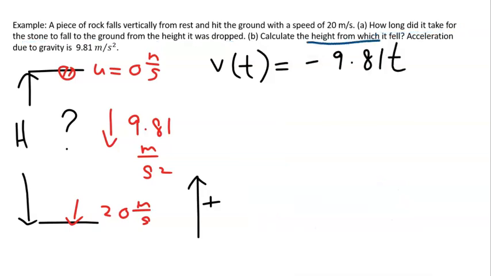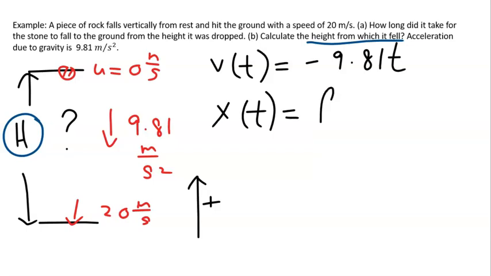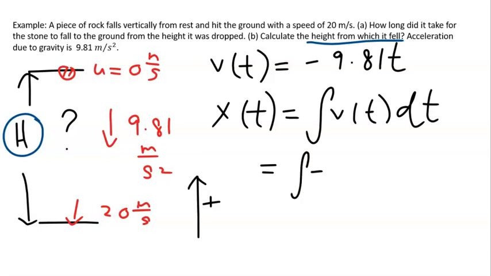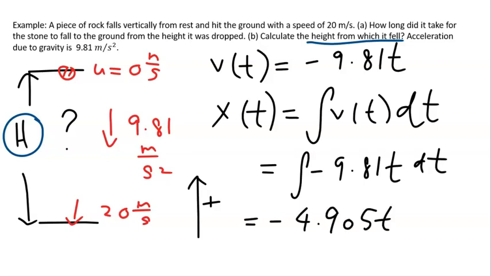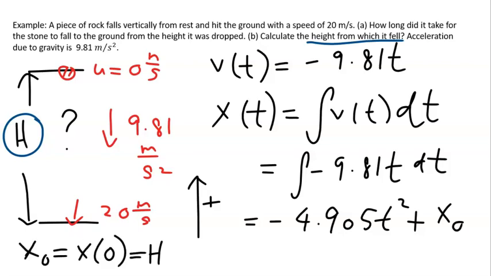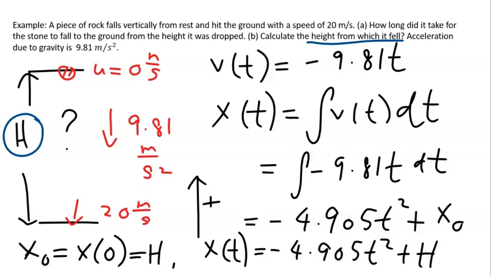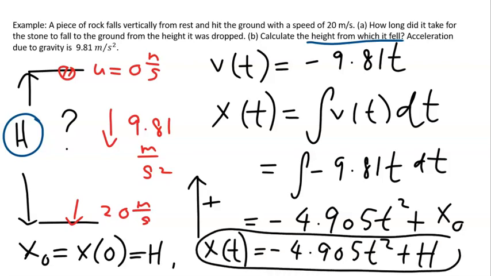Calculate the height from which it fell, namely the value of h. To do that, you have to figure out the position with respect to time, and that can be determined by doing the integral of that velocity with respect to time. So we know it's minus 9.81 t dt. After integration, it becomes minus 4.905 t squared plus an integration constant. Let's call it x naught. Since x naught is the value of x at t equals 0, and that's just h, the expression for the coordinate as a function of time is simply that.